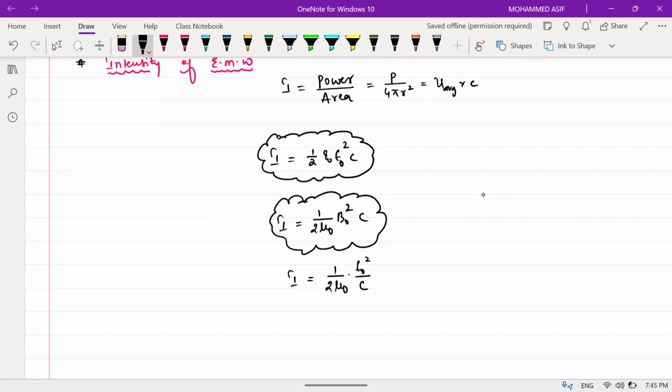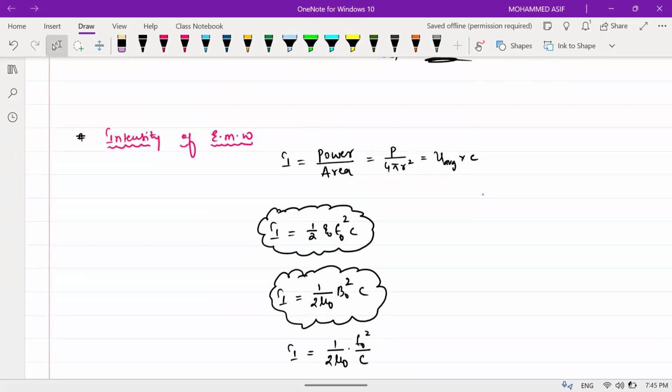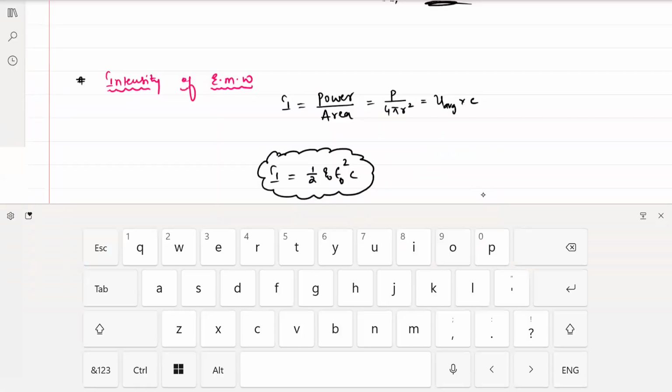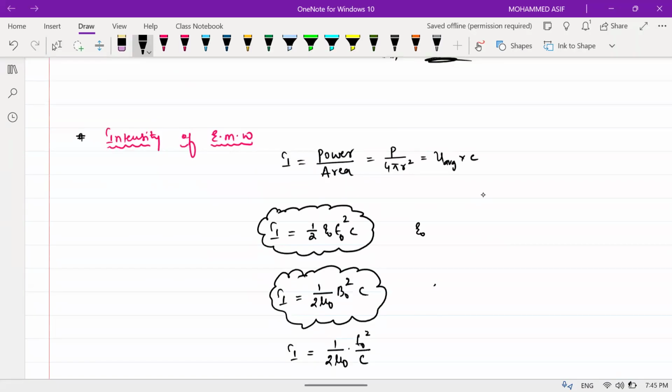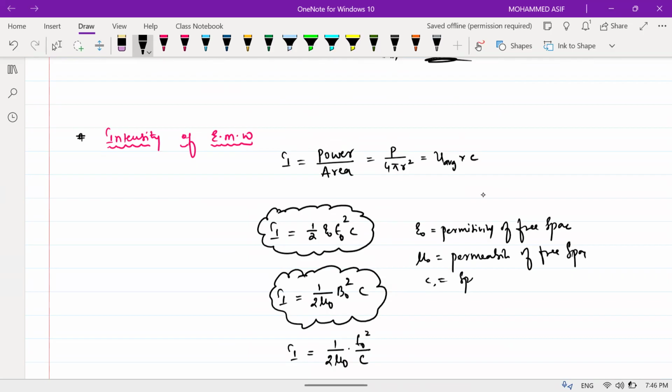Am I clear? Sir, what is the first formula? Half into epsilon naught. Epsilon naught is nothing but permittivity of free space. Mu naught is nothing but permeability of free space. C is equal to speed of light. Clear? Yes, sir.